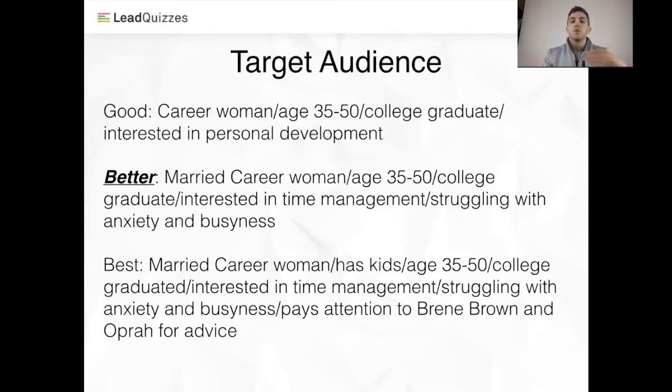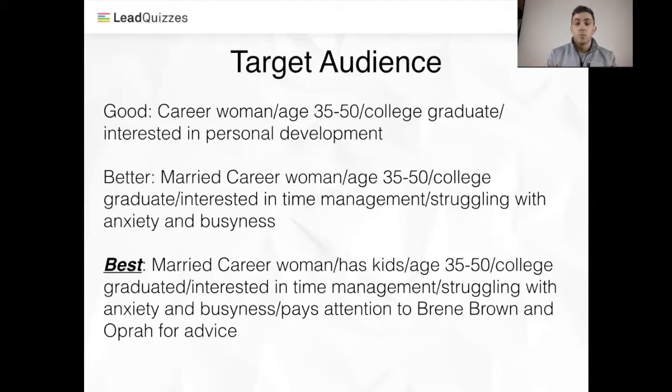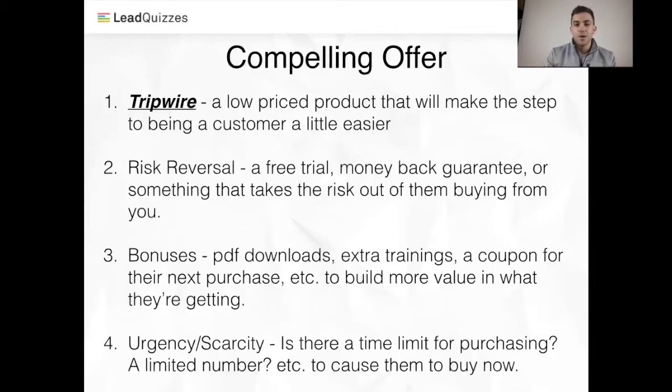You have to really push yourself for this target audience, and that's what our worksheet is going to help you do. So best is a married career woman. She has kids. She's age 35 to 50. She has a college degree. She's interested in time management. She's struggling with anxiety and busyness, and she also pays attention to a couple of these main people for advice. Then you really are able to understand who you're getting this quiz in front of. And when you start targeting that on paid advertising in different areas, you're going to be really able to get your interest-based targeting dialed in and get that quiz in front of the right people.